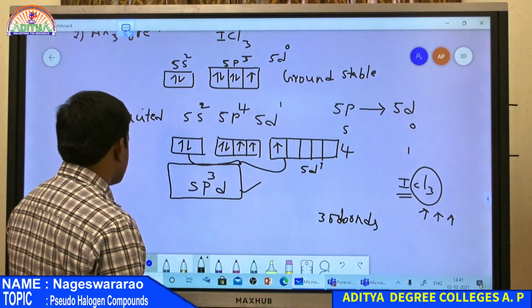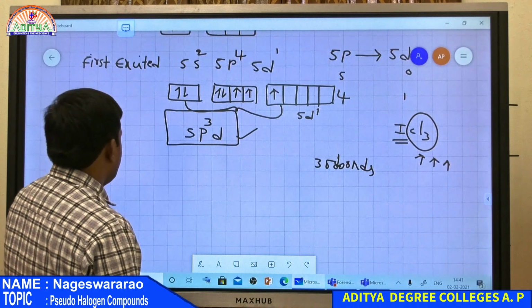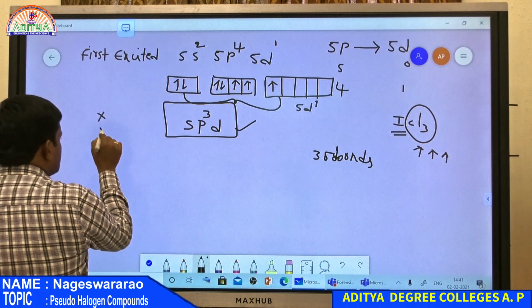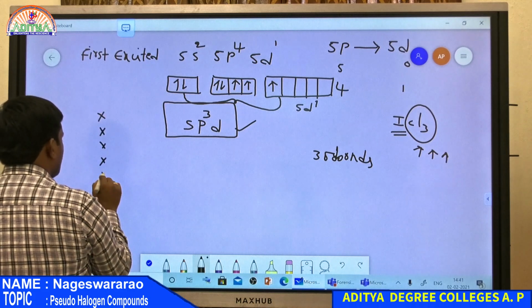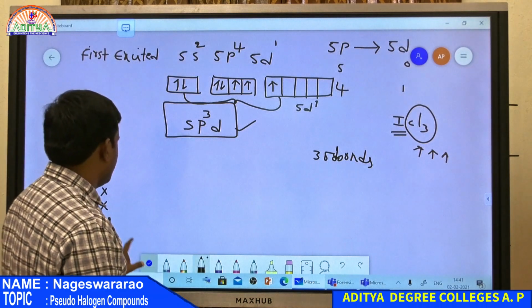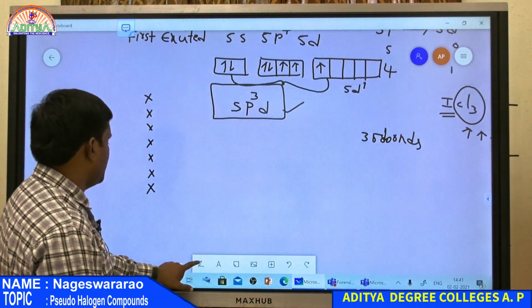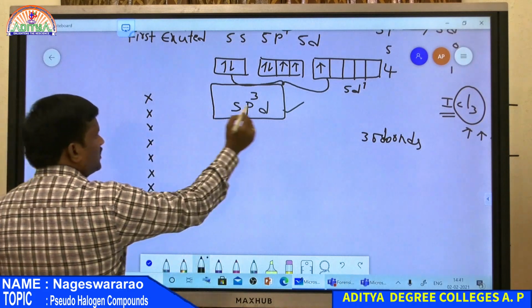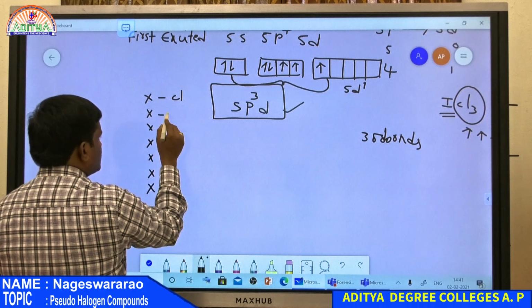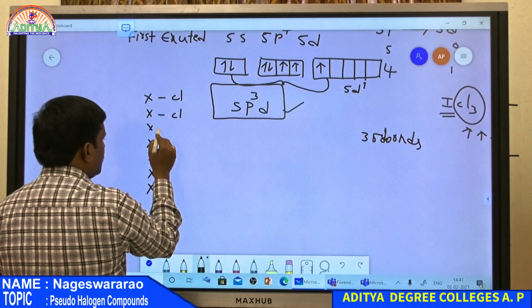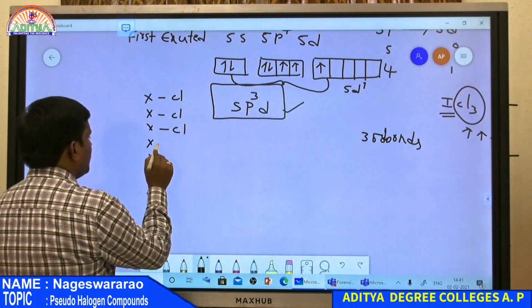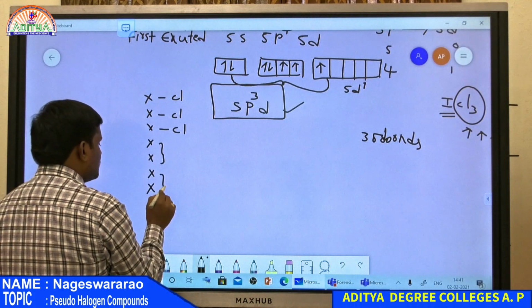And then the structure. Look at the electrons present at iodine, that is 7 electrons: 1, 2, 3, 4, 5, 6 and 7. Now there are 3 chlorine atoms. This electron is bonded with 1 chlorine, the second electron is bonded with the second chlorine, and the third electron is also bonded with the third chlorine atom. Now the remaining are lone pairs. So this is one pair and this is the second pair.